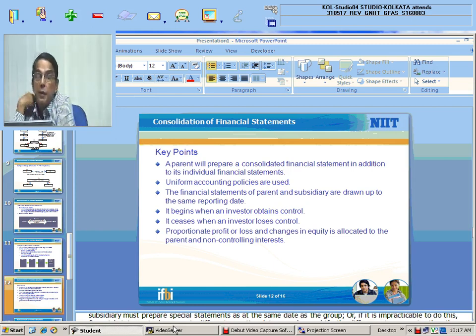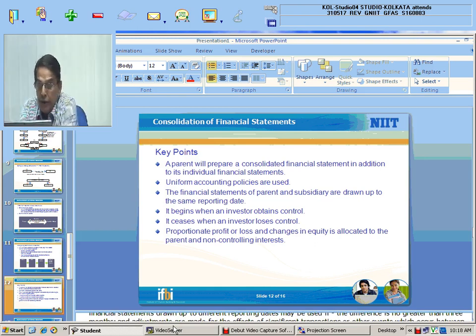So if the US company has prepared financial statements as on 31st December and the parent company, an Indian company, has prepared financial statements up to 31st March, if the period doesn't exceed 3 months and it is impracticable to create special statements up to 31st March for the US subsidiary, then the financial statements drawn up to 31st December can be used, and secondly, adjustments should be made for effects of significant transactions or other events which occur between 31st December and 31st March. Okay, that is the rule.